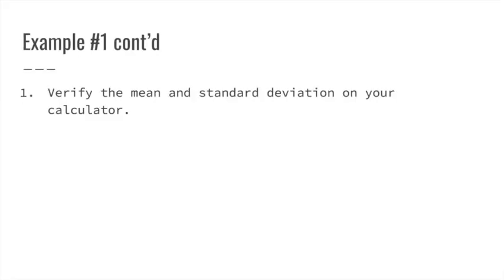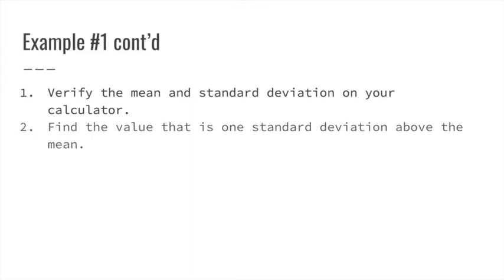All right, to continue with example number one, now that we have looked at the calculator and found the mean and the standard deviation, just to refresh, I think we found, I'm doing this from memory, I think we found the mean was 10.525 and the standard deviation was 0.7198, I think. We want to find the value that is one standard deviation above the mean. So with a mean of 10.525 and a standard deviation of 0.7198, we add and we should get 11.24.